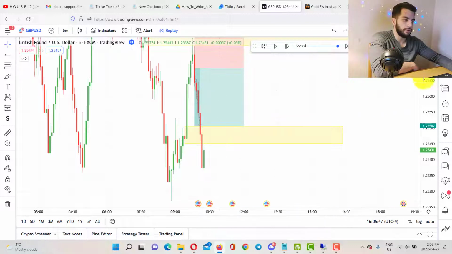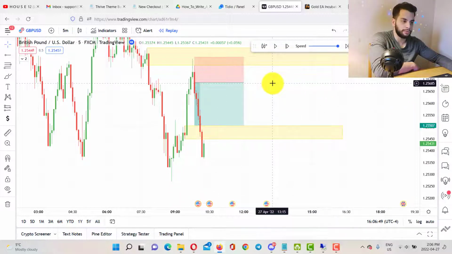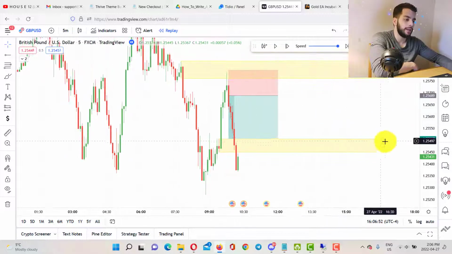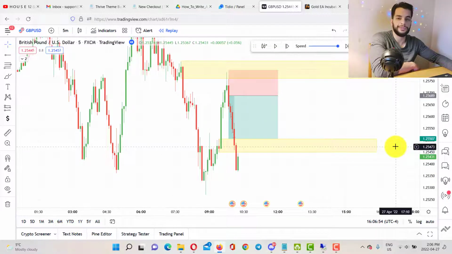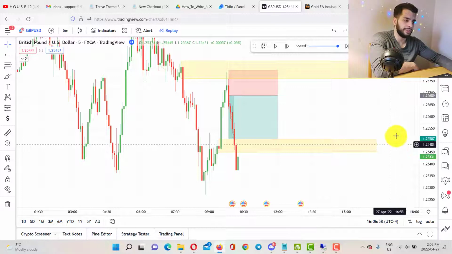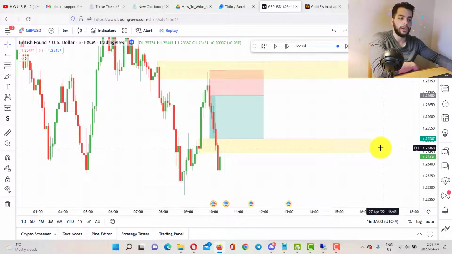So this is a 1 to 1.7 risk reward ratio that I had, and I just used high probability supply and demand zones. I didn't use any Fibonacci level or something like that. It was only pure high probability order blocks.